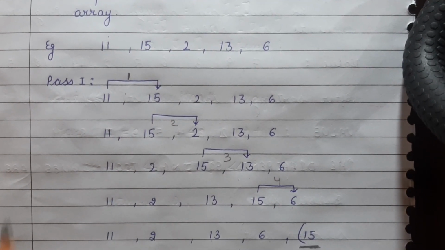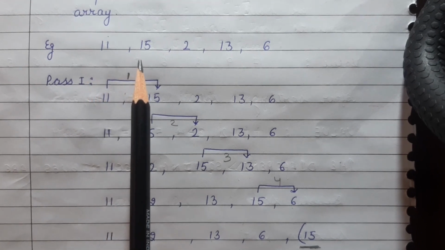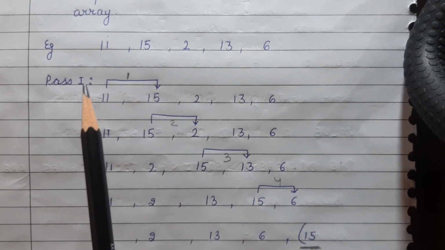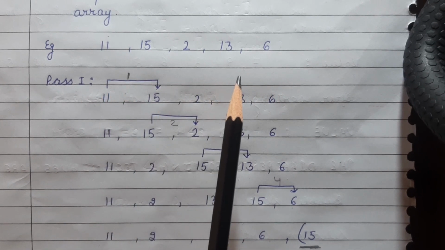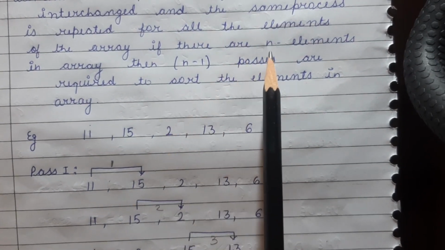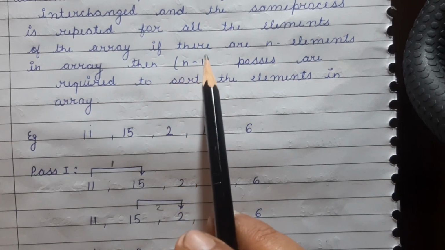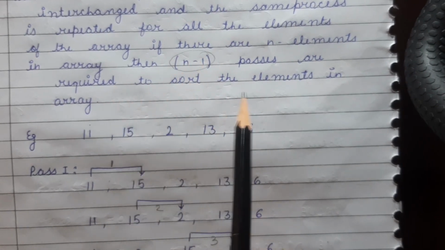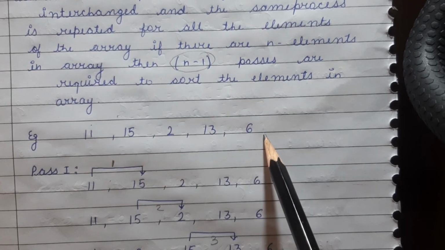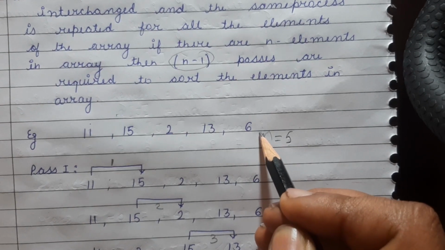Suppose in an array we have 5 elements like 11, 15, 2, 13 and 6. How many elements we have? There are 5 elements in this array. The thing is, if there are n elements in the array, then how many passes are required? N minus 1 passes are required to sort the elements using the bubble sort. So here, what is the value of n? N has the value 5.